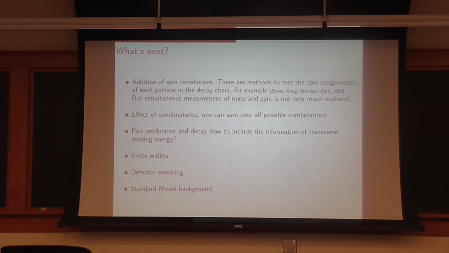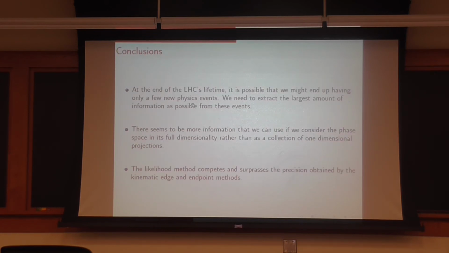And in the case of pair production and decay, we assumed there's only one invisible particle, and we did not use any missing transverse momentum. If we have pair production, we can maybe add some more information, and add finite width, detector simulation, and of course background. But I think this was a good start.